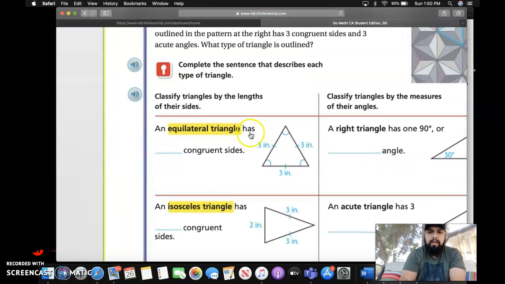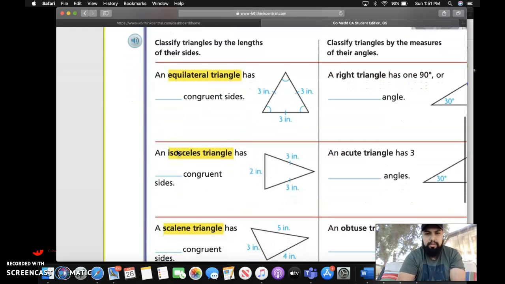So, if all the sides are the same, as you can see here, we got 3 inches, 3 inches, 3 inches. Even if the dimensions weren't there, if it just had those tick marks, you would know that they're the same. But this is telling you all the sides are the same, and all the angles are the same, which makes this an equilateral triangle. It has all congruent sides, or 3 congruent sides.